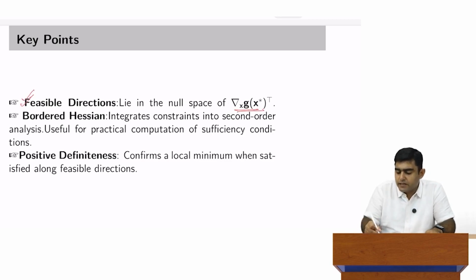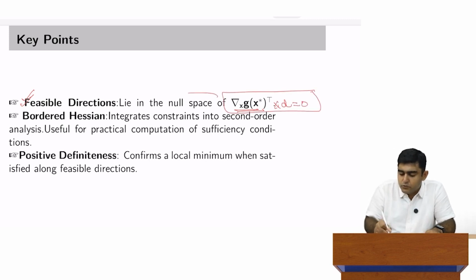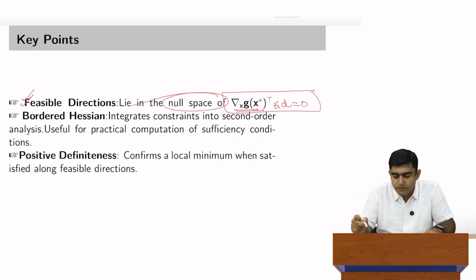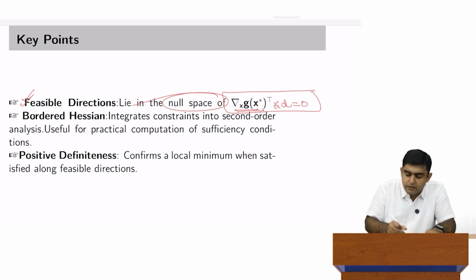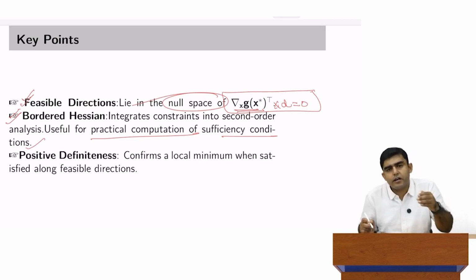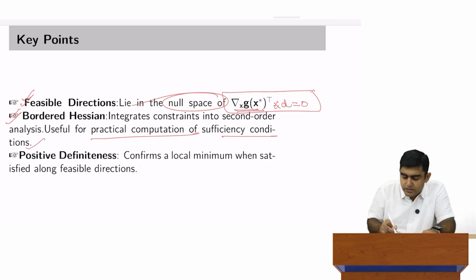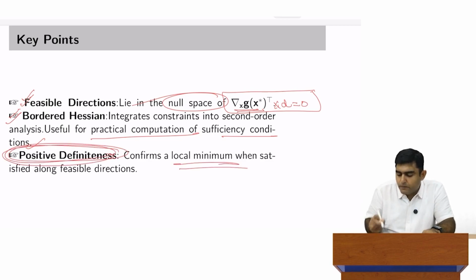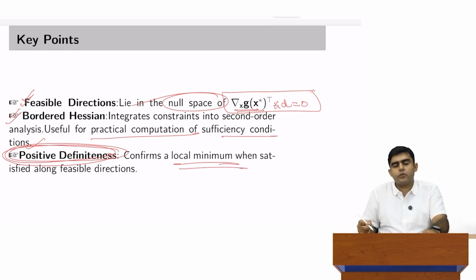That is why this gradient of g(x) multiplied by d was coming out to be 0, to satisfy this condition of the feasible direction being in the null space. The second thing we learned is that the bordered Hessian matrix gives us a practical way to compute sufficiency conditions. In both cases, no matter how we arrive at an answer, we are essentially relying on positive definiteness to confirm whether a point is a local minimum or not.